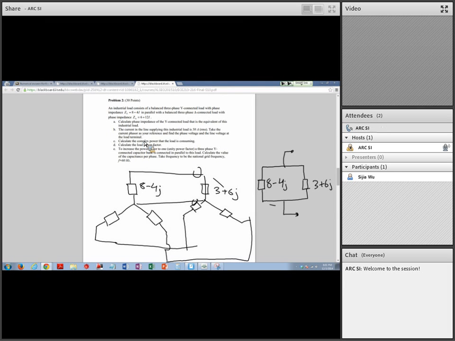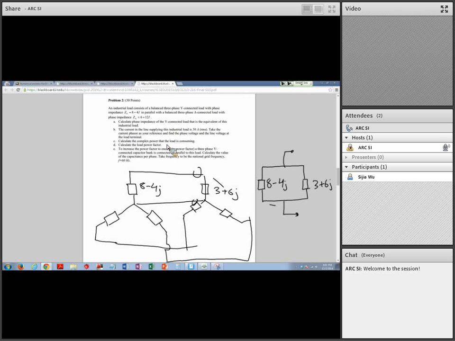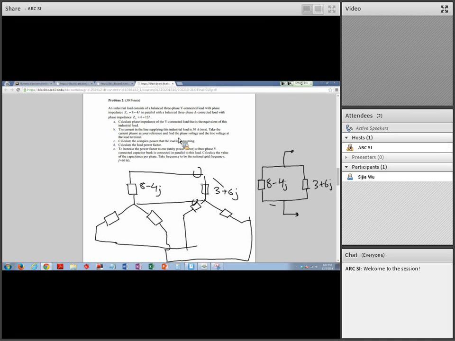Calculate the complex power that the load is consuming. That's I squared Z, you can do that. If you do I squared Z, it's also going to be 3 times that because the load is three-phase. You find the power consumed for each phase, that's I squared times Z, and times 3 is the total consumption.